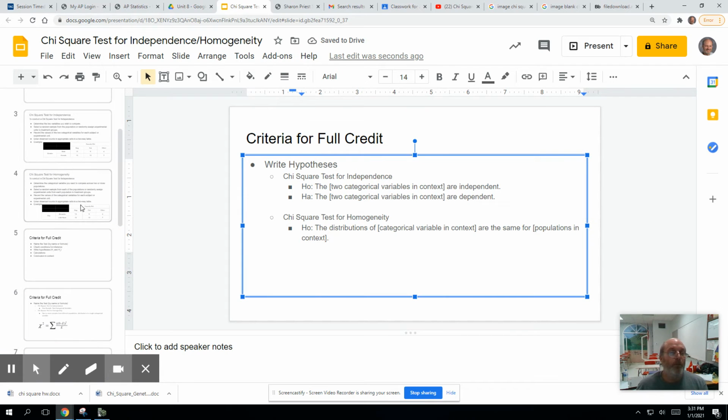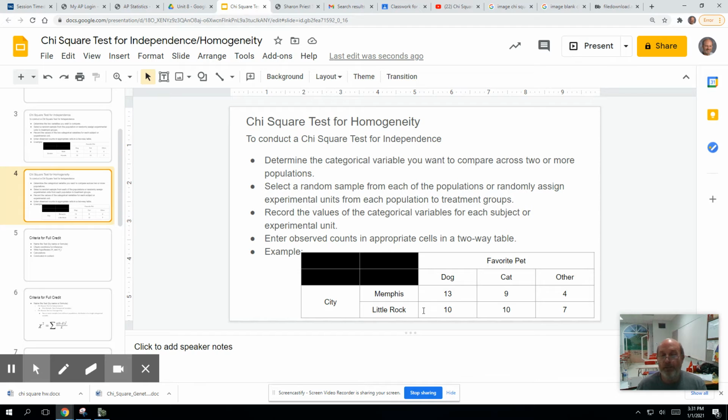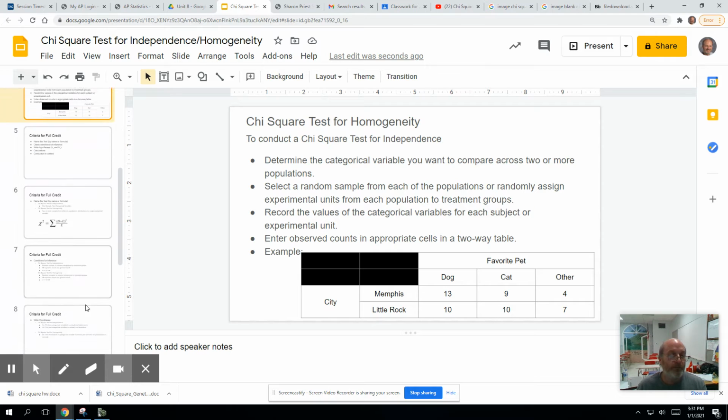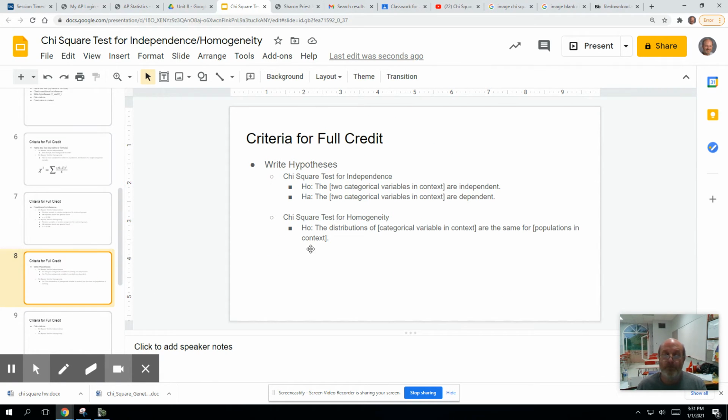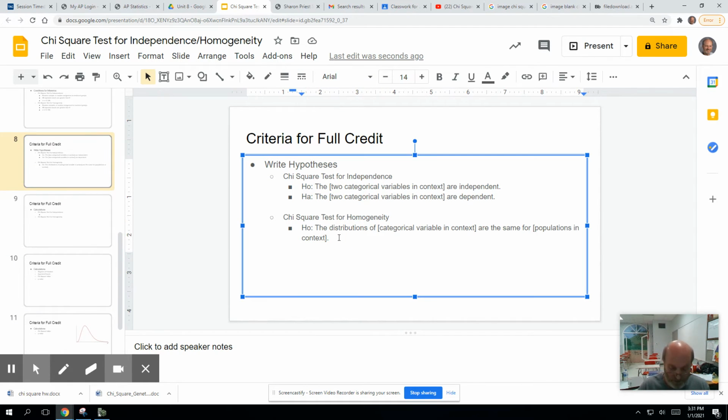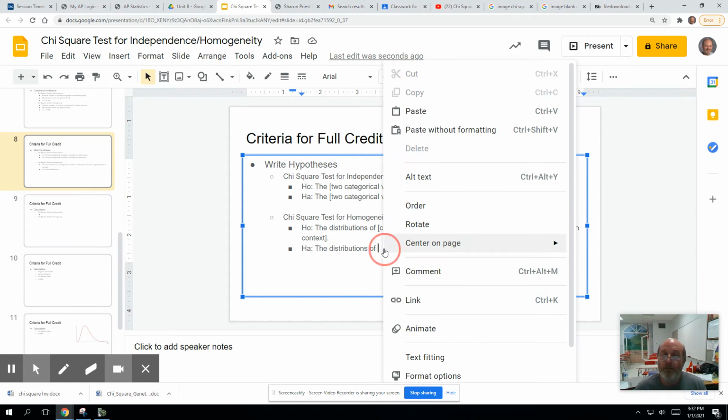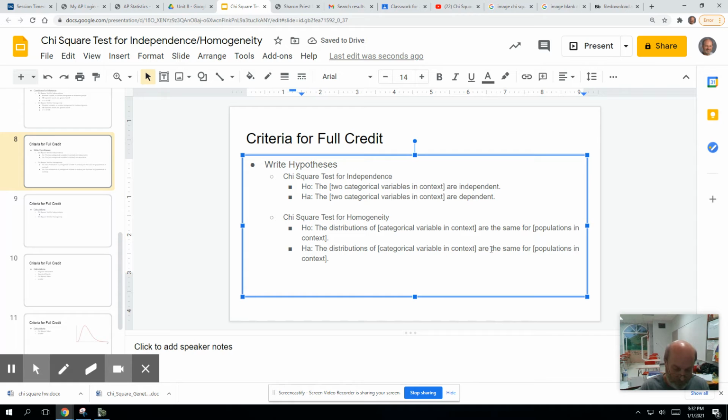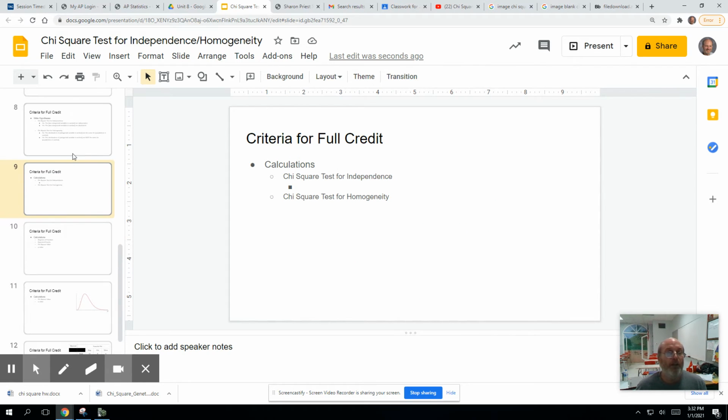So again, if we go back to our example with the table, if we were running a chi-square test for homogeneity, we would say that the distribution of favorite pets for people in Memphis and people in Little Rock are the same. That is what our null hypothesis would look like. And then our alternate hypothesis is that the distributions of categorical variables in context are not the same for the populations in context. So those are how we write the null and the alternate hypothesis for the chi-square test for independence and homogeneity.